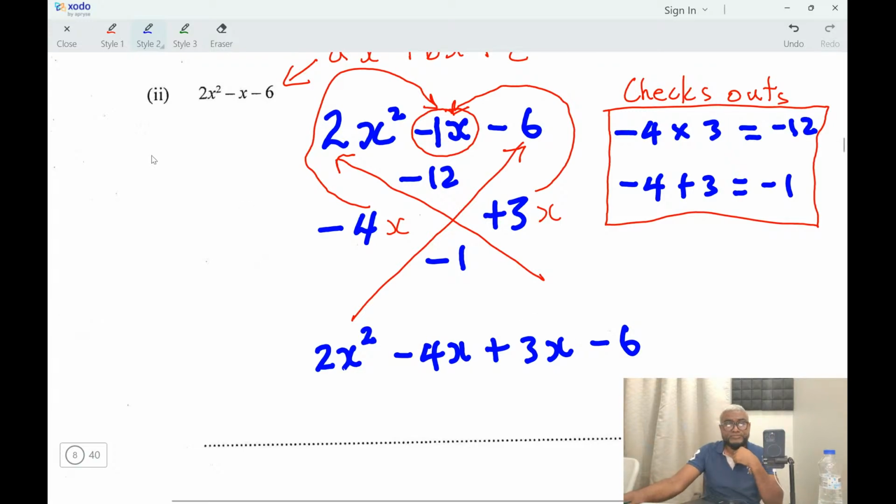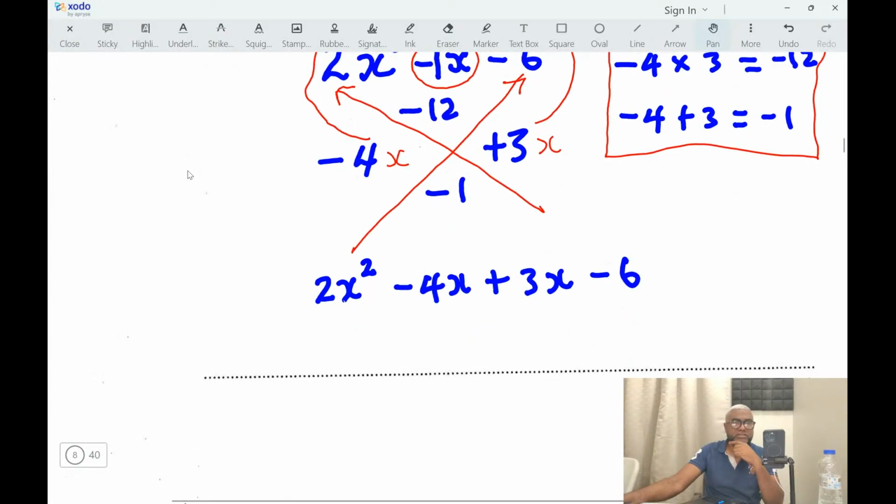4-term algebraic expression here. So I'm going to factorize 2 at a time, right? So what could go into 2x squared and 4x here? What is the HCF of 2x squared and 4x? The HCF here would actually be x. That's what I'm factorizing out, right? So when I factorize out x, x into 2x squared would leave me with 2x, and then x into negative 4.